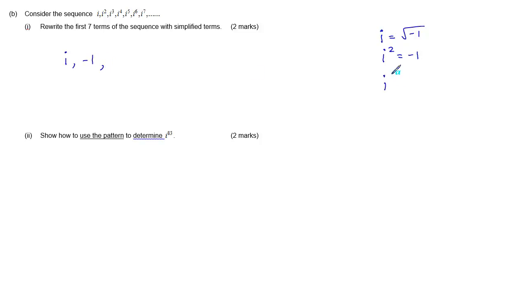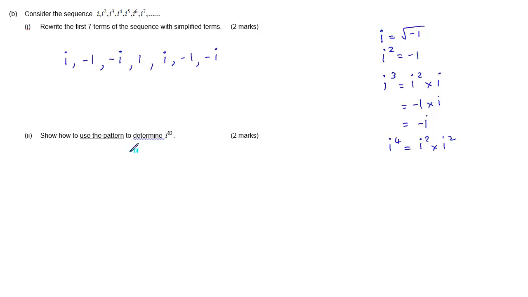And then for i cubed, that's going to be i squared times i. So that's negative 1 times i, which is just negative i. And then however you want to look at i to the 4, we could look at it as i squared times i squared. Negative 1 times negative 1 is 1. And then it just starts to repeat itself. So we get i, negative 1, negative i, and it will carry on like that.